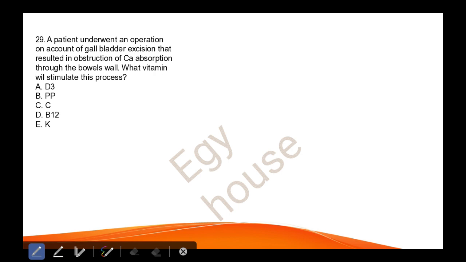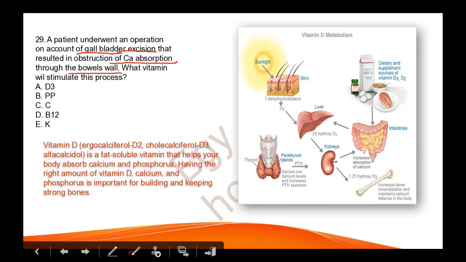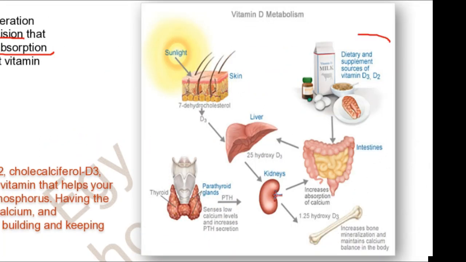Here the patient had an operation. So it was an excision of the gallbladder, meaning removal of the gallbladder, and this affected the calcium absorption from the bowel wall. So the gallbladder plays an important role in the absorption of calcium and minerals, and this function can be impaired by a stone or after the excision of the gallbladder, so we should help with some supplements.